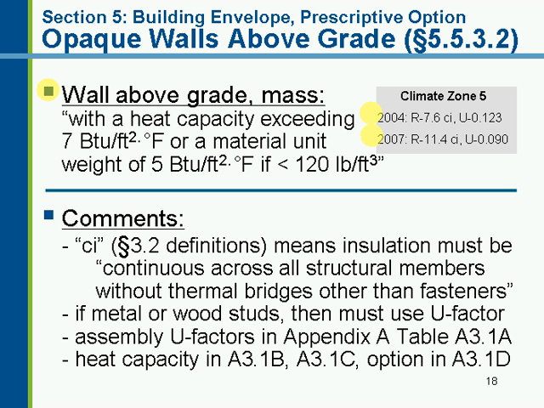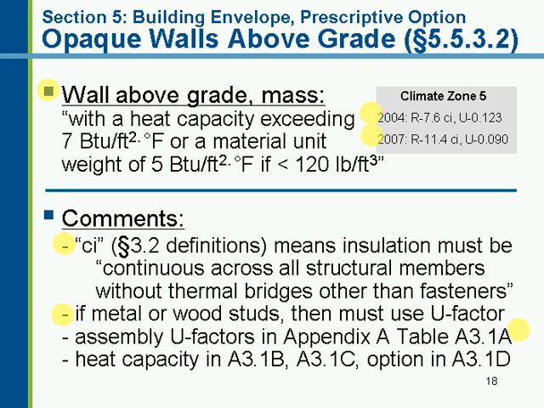Now, we briefly referred to continuous insulation talking about the roof with insulation above deck, but let me talk specifically about the definition here. Taken from section 3.2, it means insulation that's continuous across all structural members without thermal bridges other than fasteners. So it's fine to glue this insulation to the mass wall, like a concrete wall or a block wall, or to have some tiny clips that attach it to the walls. However, if you have metal studs or wood studs, those are not considered fasteners. Then you must use the U-factors. And those tables generally start with table A3.1a.